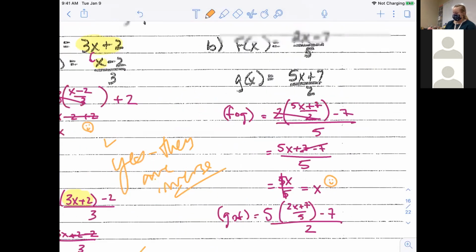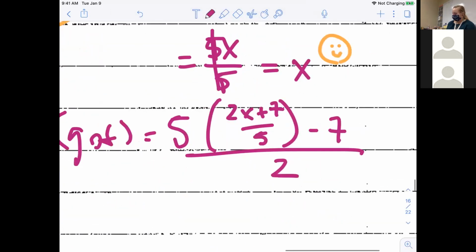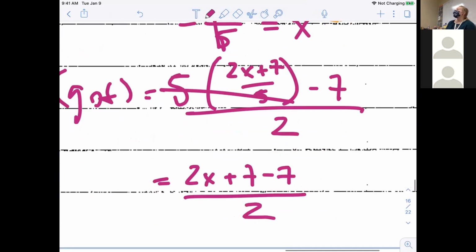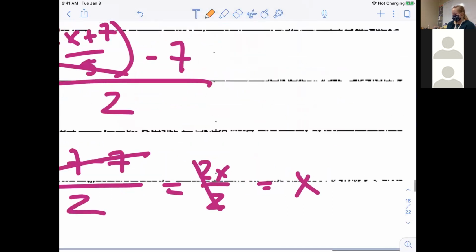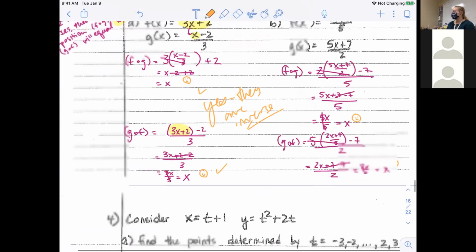Next one, same idea. The 5s cancel, so I get 2x plus 7 minus 7 over 2. My 7s cancel out again. I get 2x over 2. And then my 2's cancel out, and I'm left with just x. Nice, another smiley face. Perfect, very good.